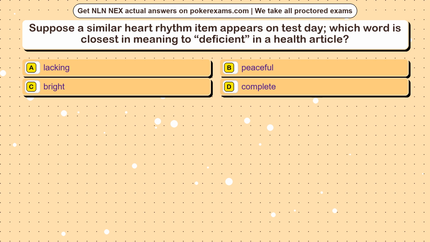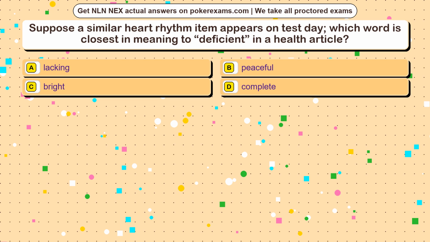Question 7. Suppose a similar heart rhythm item appears on test day. Which word is closest in meaning to deficient in a health article? Option A, lacking. Option B, peaceful. Option C, bright. Option D, complete.